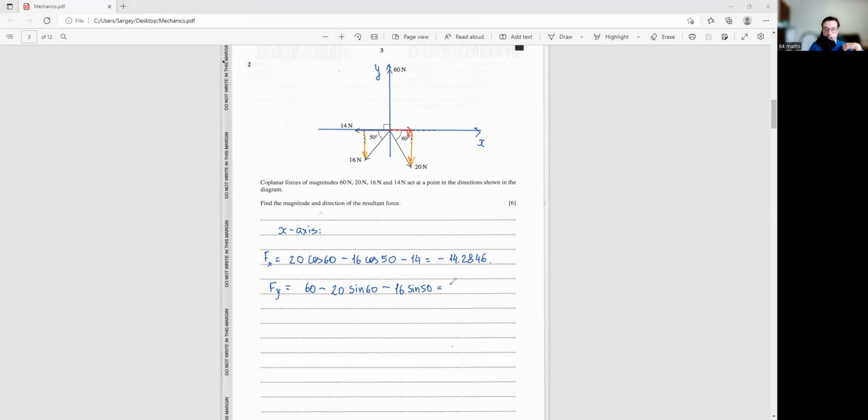So that's equal to 30.4228. Okay, now we'll have to calculate the magnitude of the resultant force. And to do so, let's draw a quick sketch of the resultant force. Let's say this is the origin. Our x component is negative, so that means it's acting to the left. The y component of this force is positive, so it's here. And now let's draw the resultant force.